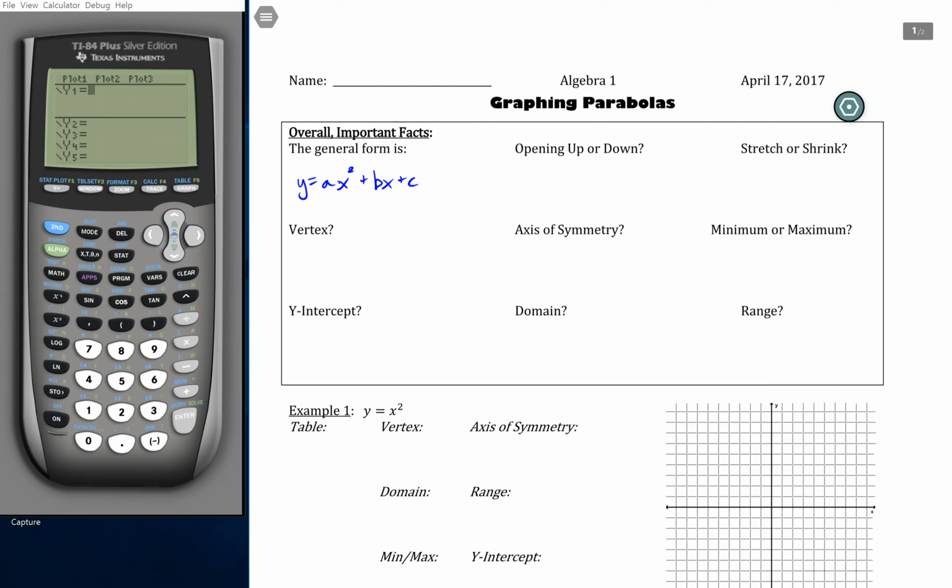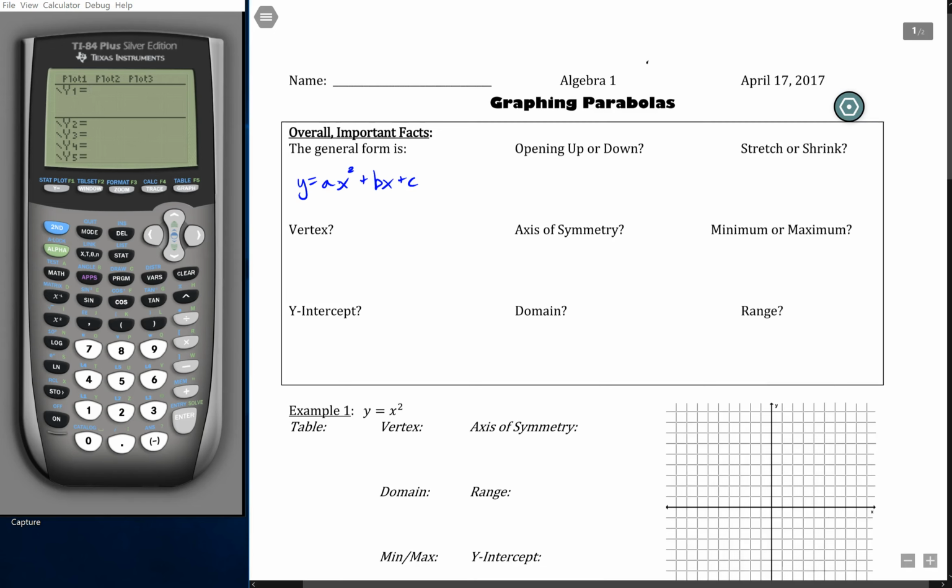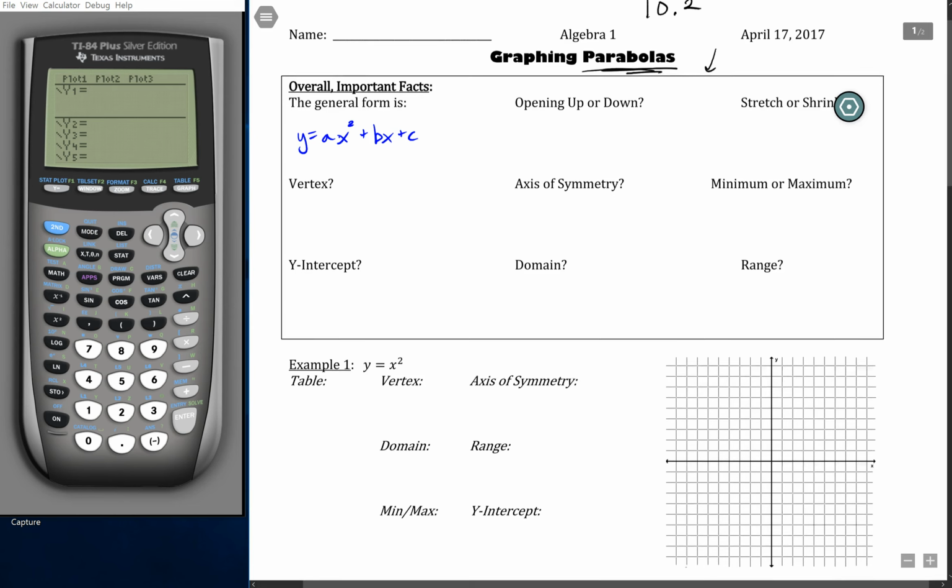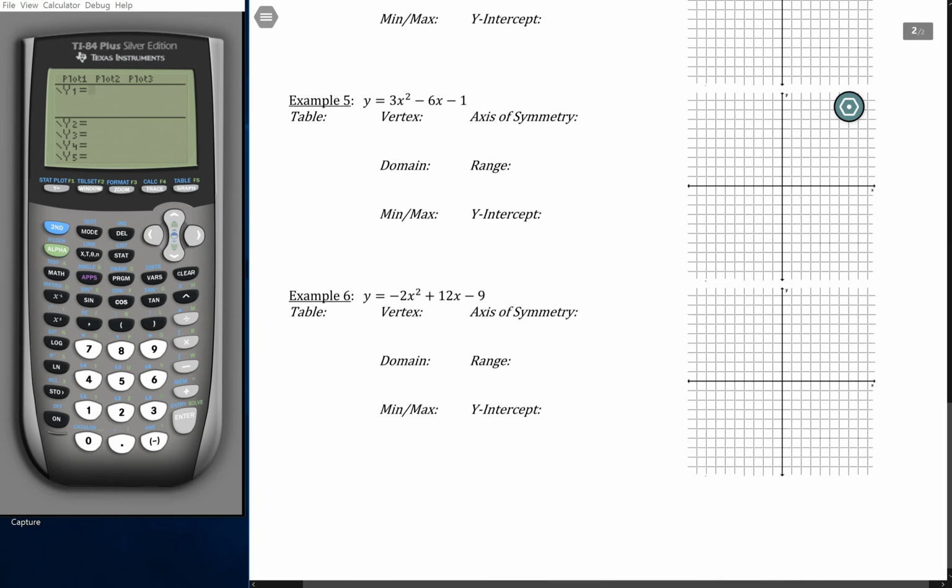All right, so welcome to your 10.2 video in which I will finish off the worksheet about graphing parabolas. We need to fill in this box, and we also need to finish examples 5 and 6. So we're going to start with examples 5 and 6.